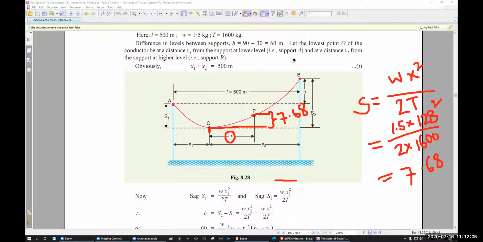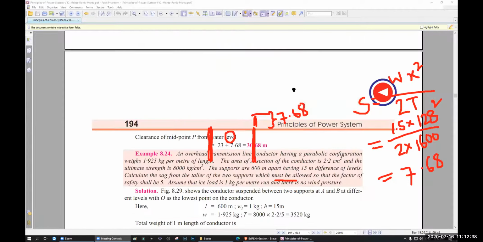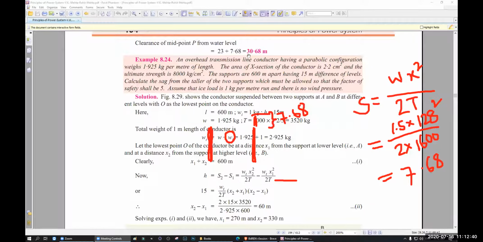That is the sag. Now, what is the clearance? Up to this, the clearance is how much? 23 meters. So this is 23, right? Yes, sir. So if we add 7.68 with 23, that is the clearance at midway. It will be 30.68. Exactly. So your clearance will be 30.68. Got my point?